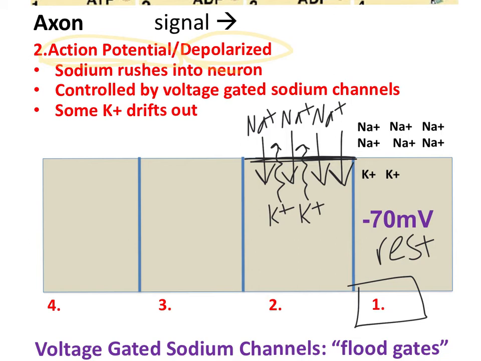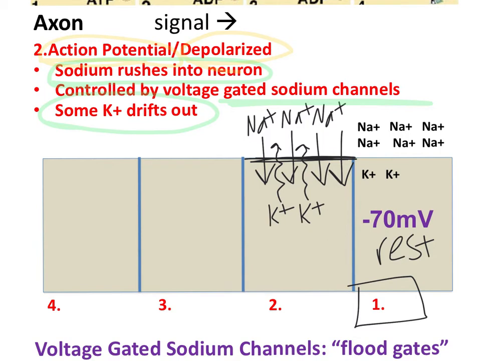It says that up at the top. So sodium then rushes into the neuron. It is controlled by gates. So the cell will choose when to open those gates. That's what's coming next. And when those gates open, sneaky potassium drifts out.